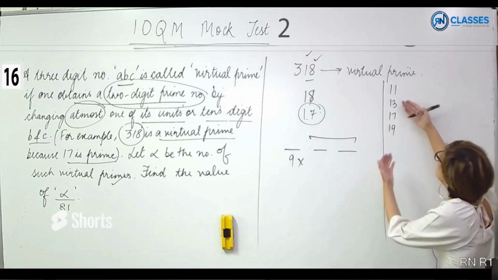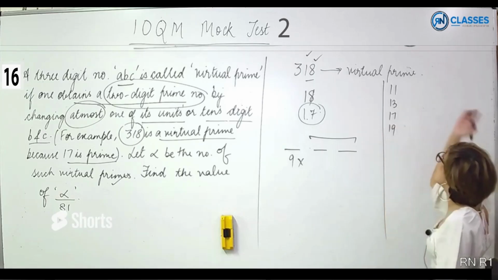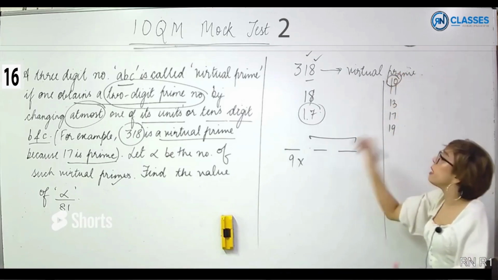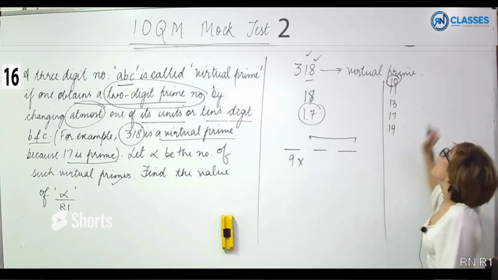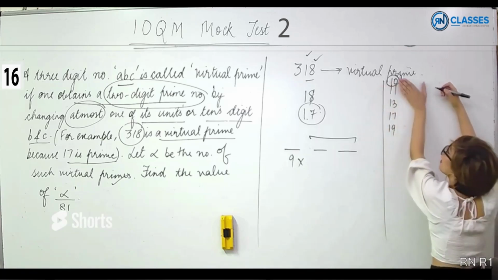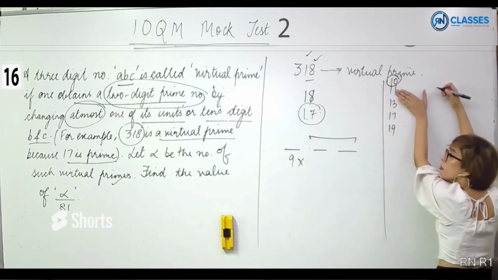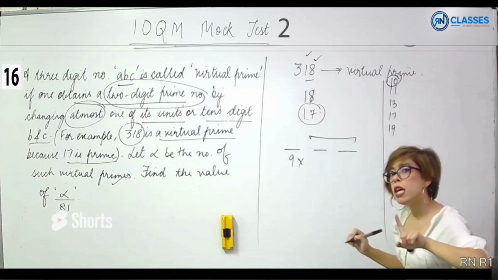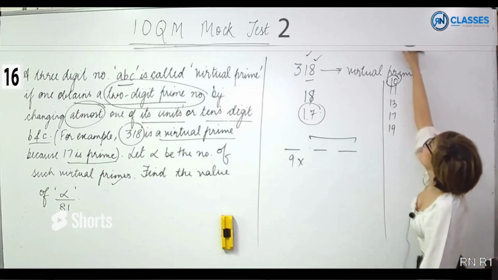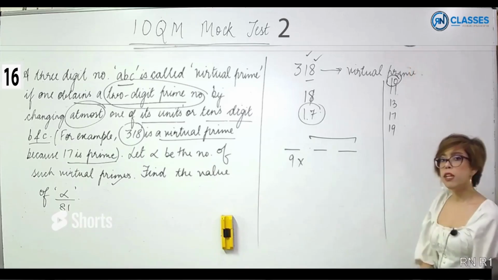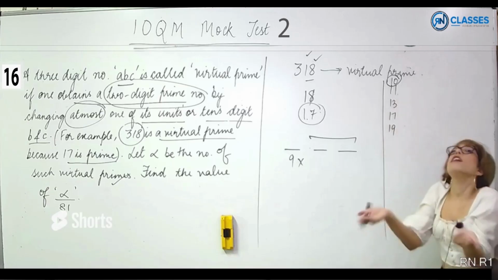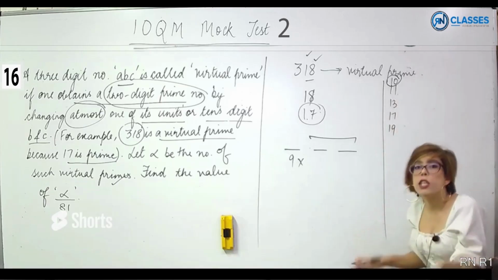Mind it, 11, 13, 17, 19. Suppose I take the number 10. That's the least 2-digit number that I can think of. Now, if I'm taking 10, maybe I can change 0 to 1. If I change 0 to 1, I'll get the number 11, which is the prime number. That means I need to consider the number 10. What about number 11? The next 2-digit number, 11. I can take that. It itself is a prime. I don't need to change anything.